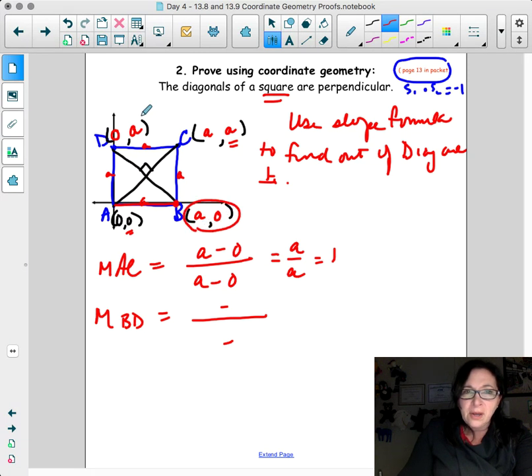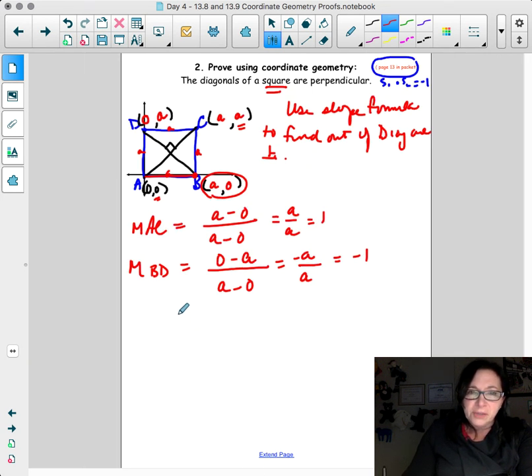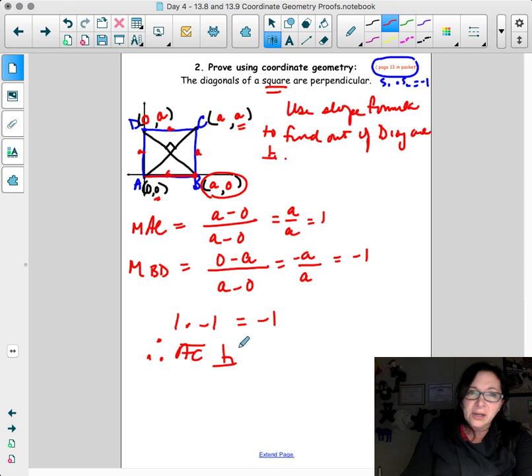So I'm going to go 0 minus A, so 0 minus A, and A minus 0, A minus 0. So it looks like I get 0 minus A is negative A, and A minus 0 is A, and negative A divided by A is negative 1. So if these are perpendicular, then their product, which is 1 times negative 1, should equal negative 1. Does 1 times negative 1 equal negative 1? Yes. So therefore, you can say that AC is perpendicular to BD.